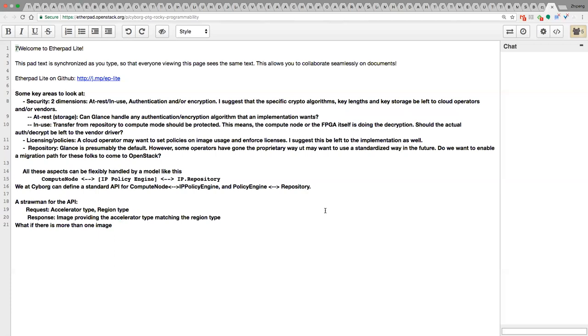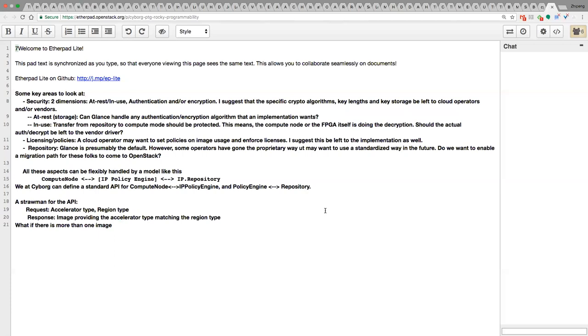Third thing is, in terms of where you actually store it, Glance is the obvious preferred solution for OpenStack. But apparently, some people have already developed their own proprietary solutions. You want to give them a path to migrate to OpenStack. If they want to adopt OpenStack in the future, it would be good to have some standardized APIs so they can change one component at a time and slowly migrate to OpenStack.